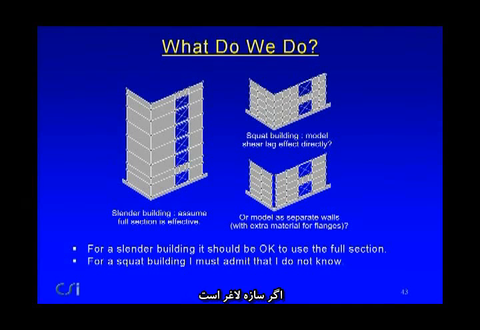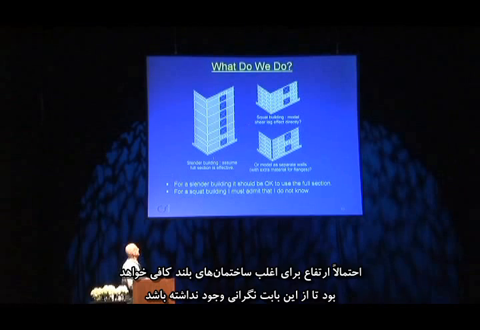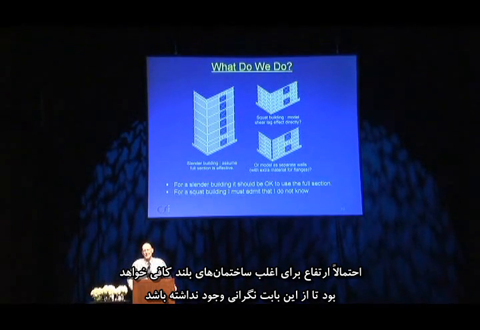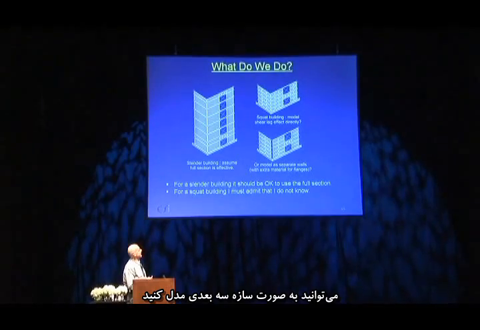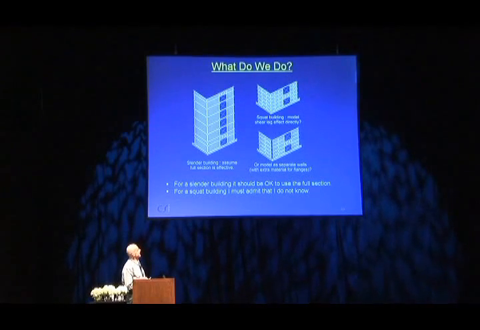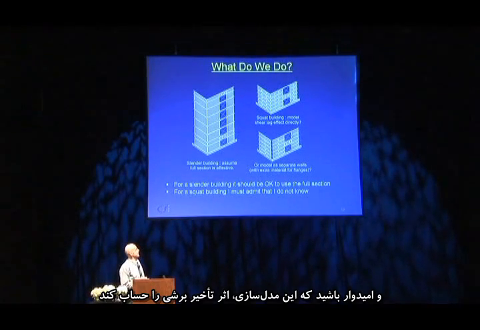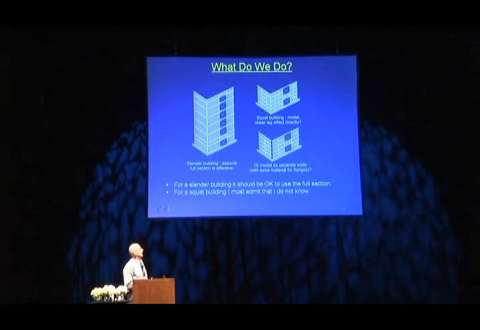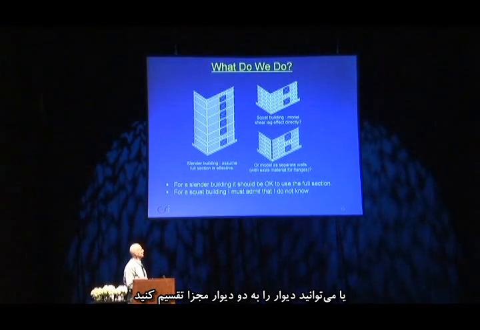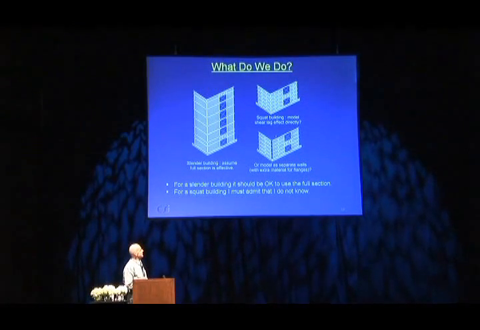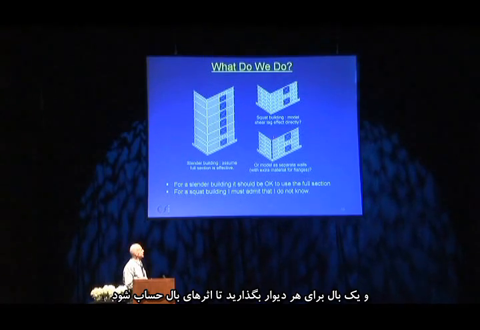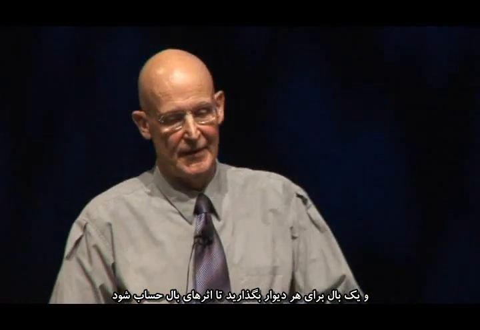If it's a slender building, just assume the full section is effective. The height will probably be sufficient. In almost all tall buildings, you don't have to worry, which is nice. If you have a squat building, you could model it as a three-dimensional structure and hope that the modeling would take care of the shear lag effect. Or you could split it into two separate walls, and put a flange on the end of each wall to account for the flange effect.